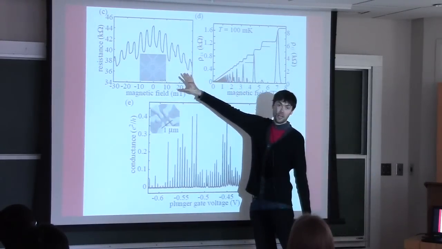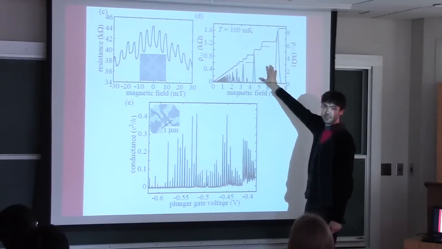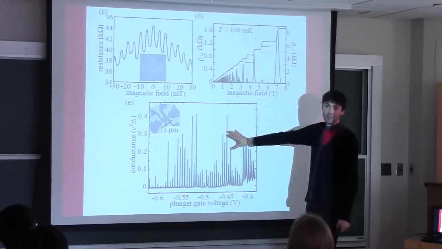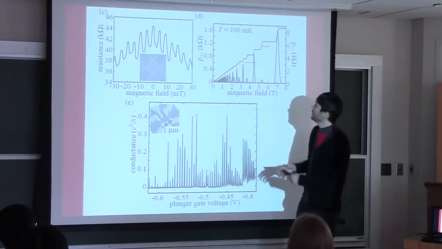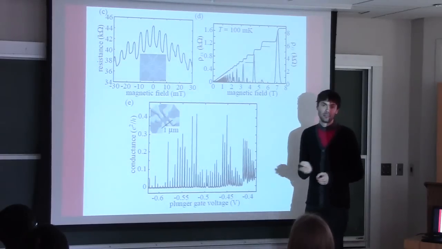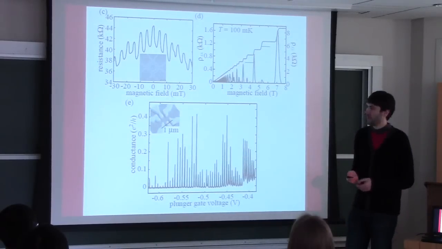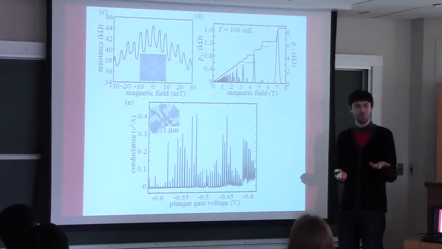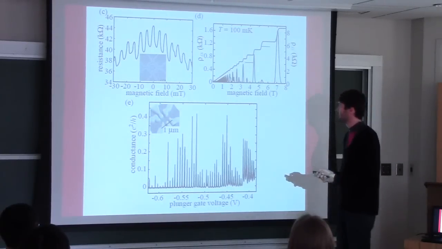So quantized flux, quantized conductance, and quantized charge can all be seen in semiconductor nanostructures. And of course they're semiconductor because they're from a book which is called Semiconductor Nanostructures.